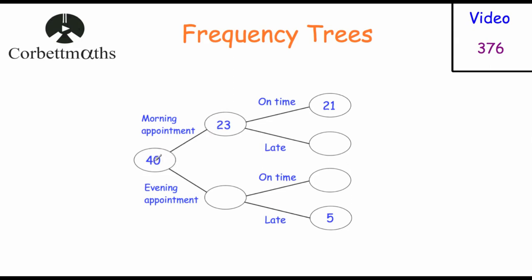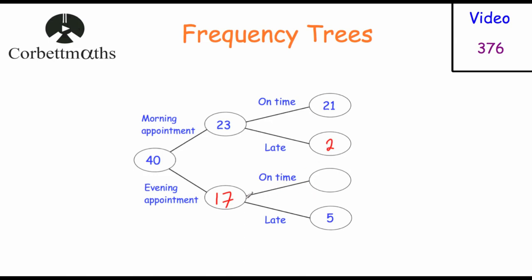So we've got 40 appointments altogether. 23 are in the morning. So if we do 40 take away 23, we'll find out how many evening appointments there were. So 40 take away 23 is 17. So there must have been 17 evening appointments because they need to add together to be 40. Now if we focus on the 23 morning appointments, 21 were on time. So that means there must have been 2 that were late, because 21 plus this number must be 23. So that must be 2.